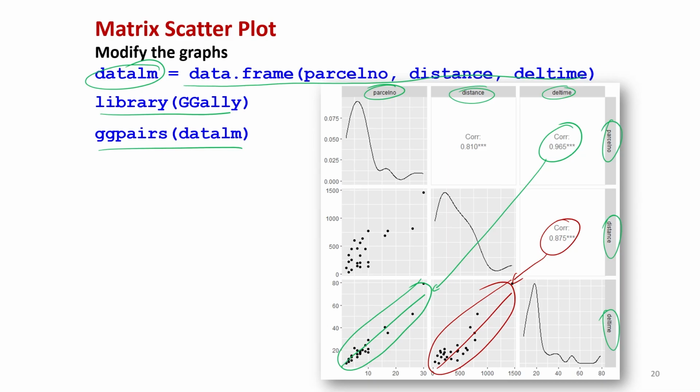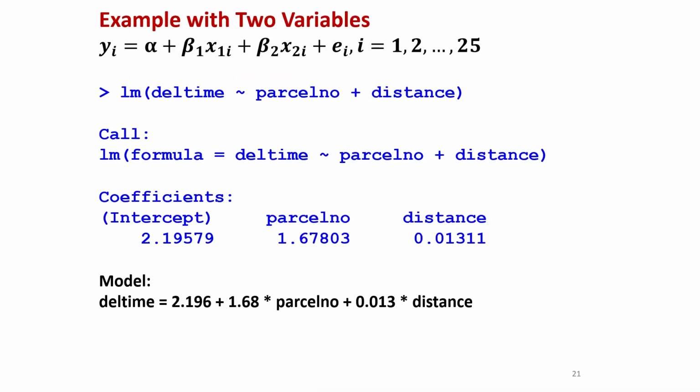So, you can see here by using different types of graphics I am getting more confident the model which I am going to fit will give me a good outcome. So, now I want to fit a model yi is equal to alpha plus beta 1 x1i plus beta 2 x2i plus ei, i goes from 1 to 25.